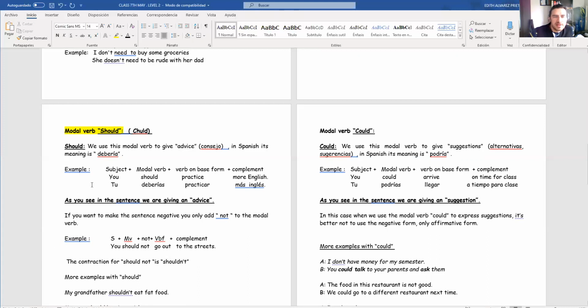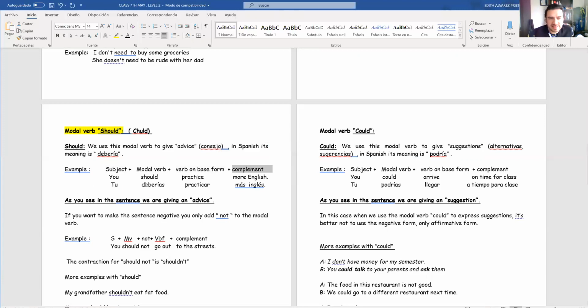Okay. Example. Well, remember in any sentence in English, the first thing you have to put is the subject. Okay, subject. Then we are going to use the modal verb similar to have to and need to. Then the verb on the base form, and finally the complement. Okay, that will be the structure of the use in this case of the modal verb should.